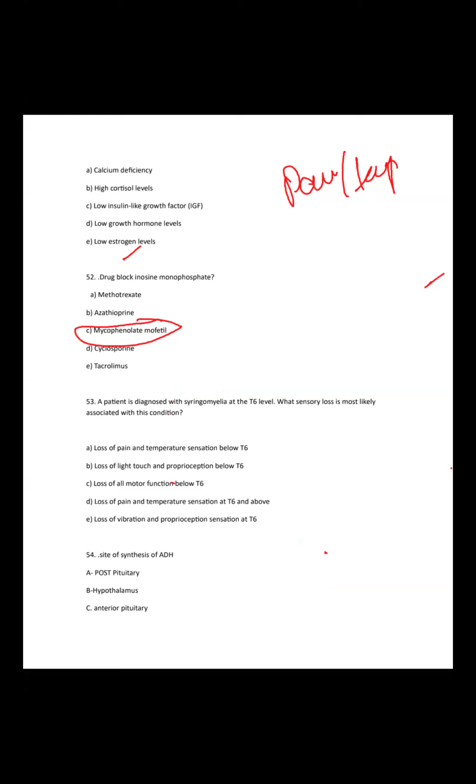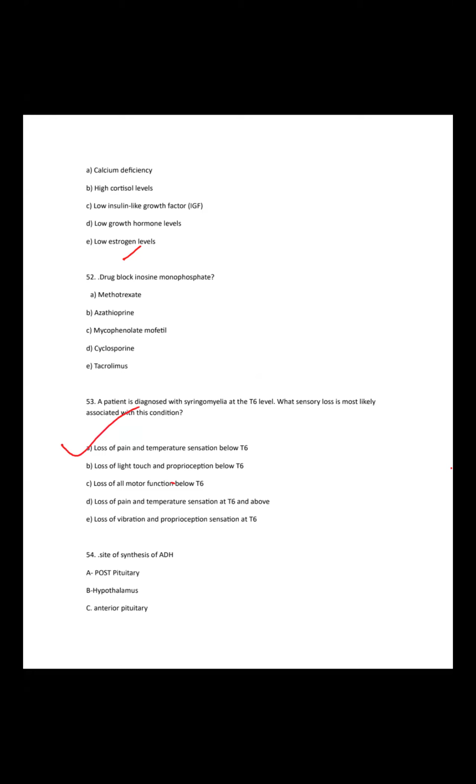So in syringomyelia, the central part of your cord is involved. It initially starts in the center. That is why your center will be involved first. Okay. And it will be below T6. Okay, the answer would be A over here.